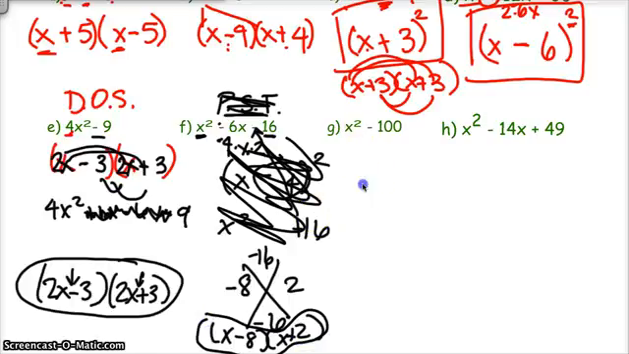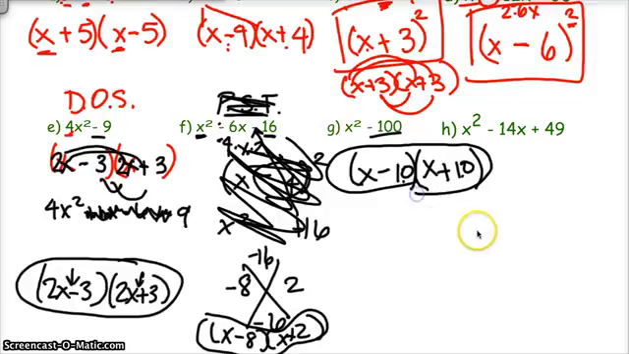I see a minus. I see 2 terms. Let's check to see if it's a difference of squares. What 2 things multiply to give you 100? 10 and 10, 1 plus, 1 minus. Will those 2 center terms cancel? They will. Here's your answer.